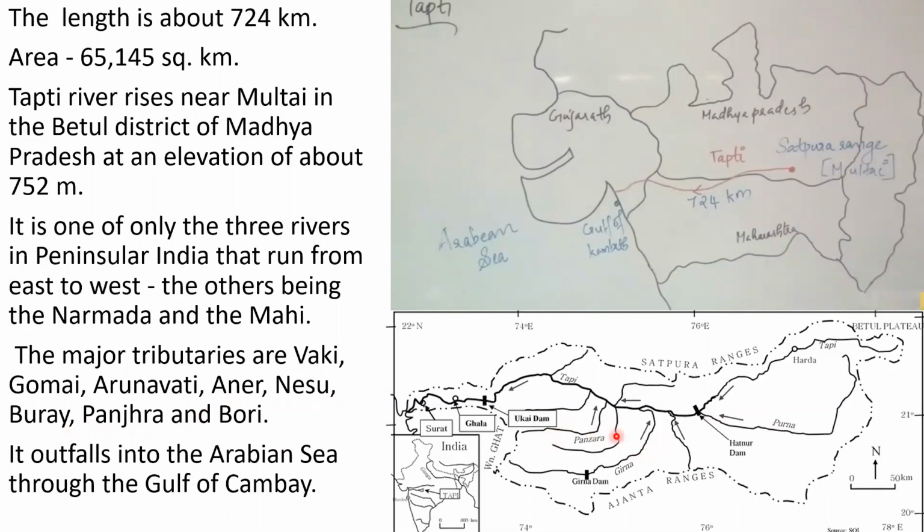The major tributaries are Vaki, Gomai, Arunavati, Aner, Mesu, Buray, Panjhra, and Bori. These are the important tributaries of river Tapti. It outfalls into the Arabian Sea through the Gulf of Cambay. This area is called the Gulf of Cambay, also called the Gulf of Khambhat. River Tapti empties into the Gulf of Khambhat or Gulf of Cambay.